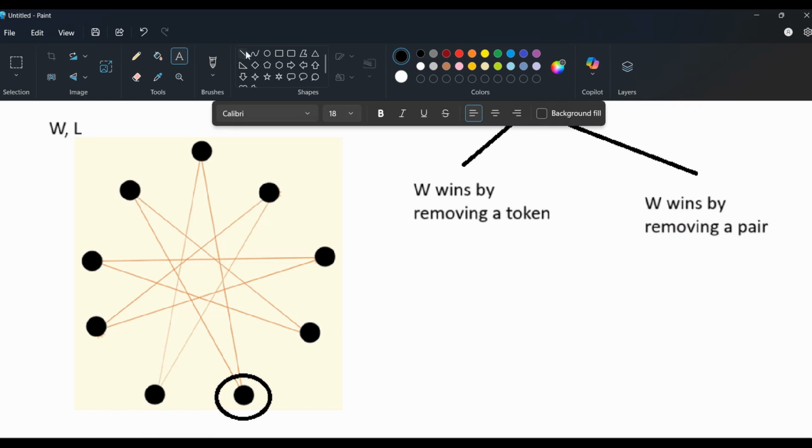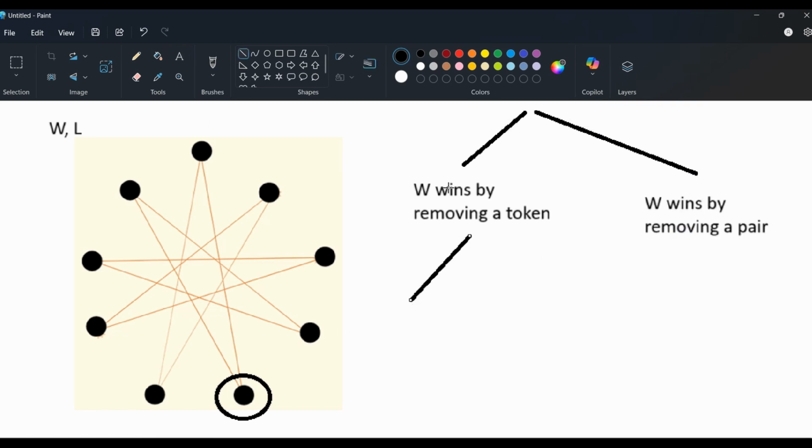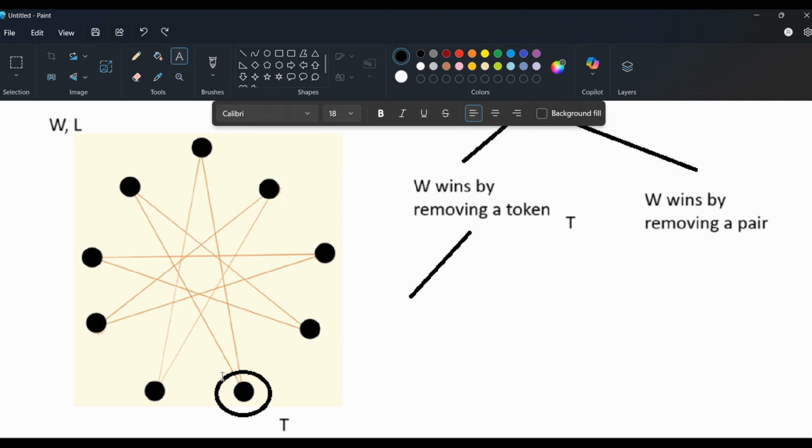So let's analyze what the previous step could have been. The previous step, there's no possibility of L removing this or this. Why? Because if this vertex and this vertex were open, L could have just chosen this whole edge and won for himself.